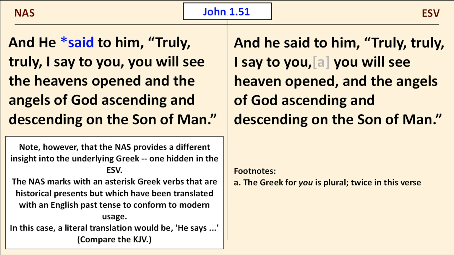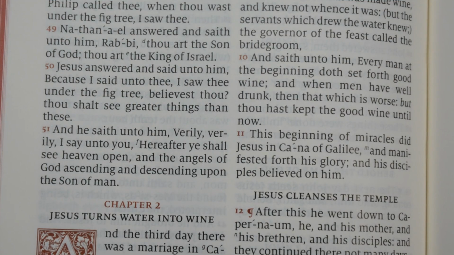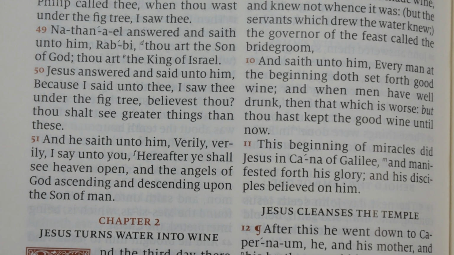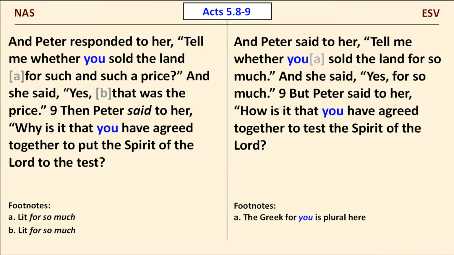The NAS marks with an asterisk Greek verbs that are historical presents, but which have been translated with an English past tense to conform to modern usage. In this case, a literal translation would be, "he says." Compare the KJV. A second example is located in Acts, the 5th chapter, verses 8 and 9.